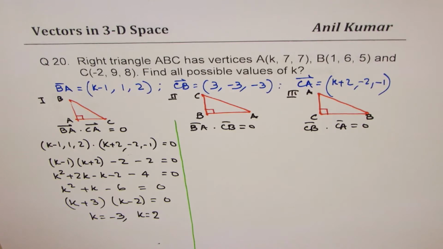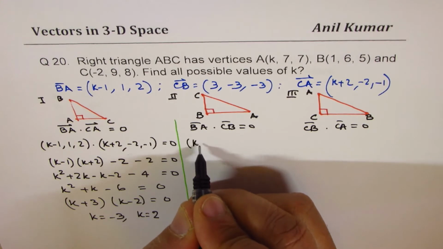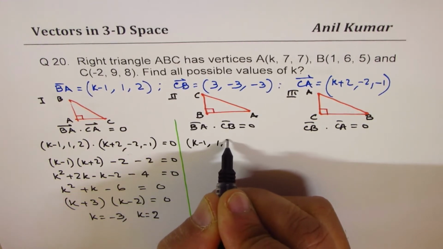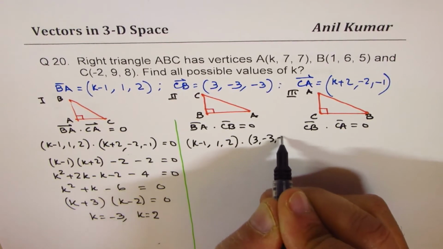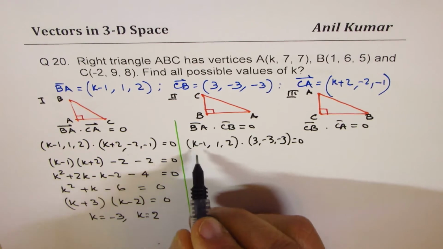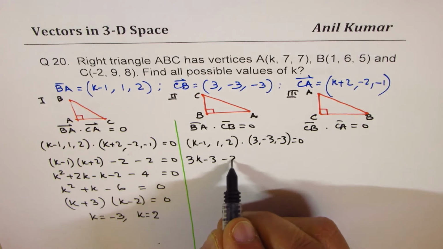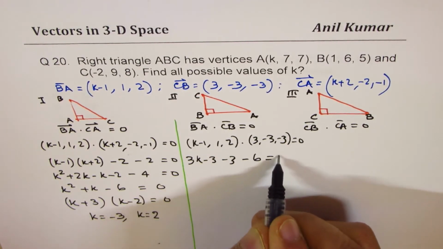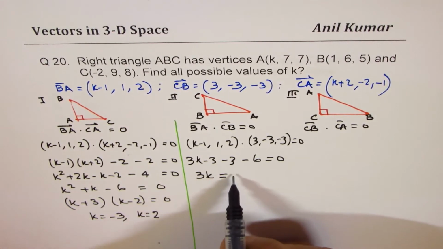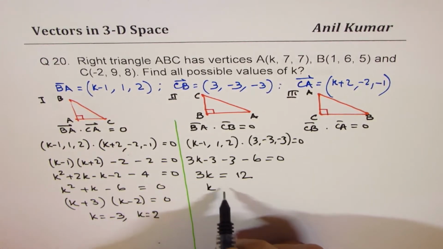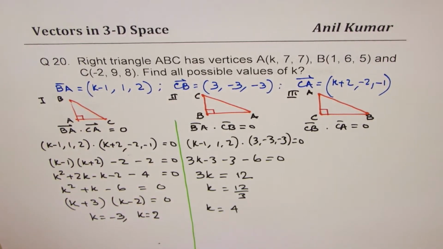Now let's do the second case, which is BA dot CB is 0. So BA is (k minus 1, 1, 2) dot CB, which is (3, minus 3, minus 3), equals 0. So that means 3 times this is 3k minus 3, minus 3, and 2 times this is minus 6, equals 0. So we have 3k equals minus 6, that comes to that side as plus 12. So k equals 12 over 3. So we get k equals 4, correct?